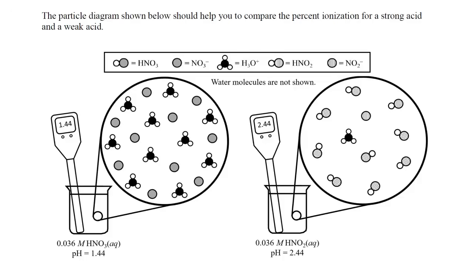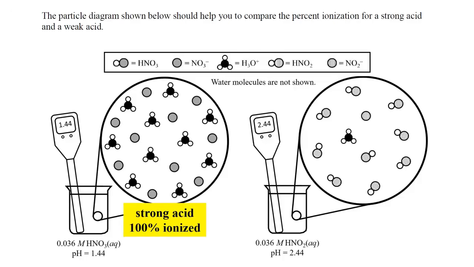Now, nitric acid is on your list of 6 strong acids that you should memorize for the AP chemistry exam. The pH meter in that beaker indicates that the pH of that solution is 1.44. Now, when I look at the particles that are present, I do not see any HNO3 molecules at all. So why is that? Why are there no HNO3 molecules?